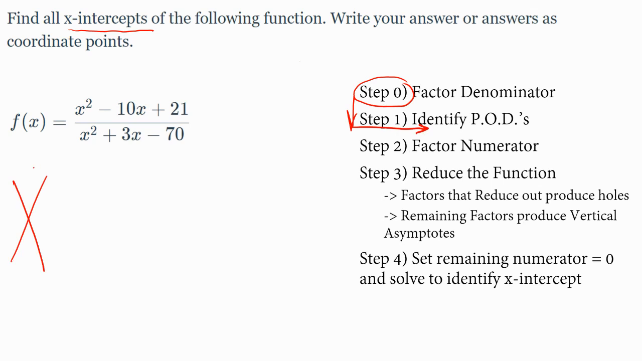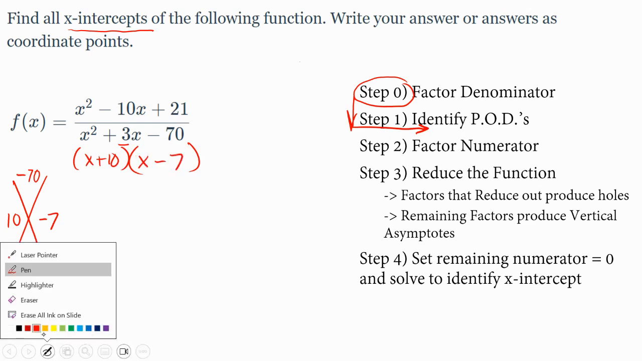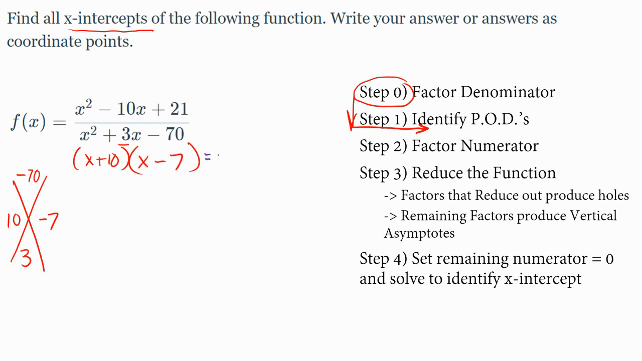It's a trinomial. Negative 70 goes on top, and then the 3 goes on the bottom. And we figure out 10 and negative 7 should produce a product of negative 70 and a sum of 3. So we go ahead and factor the denominator to be x plus 10 and x minus 7. And if we set each of those equal to 0, we will identify that x equals negative 10 is a point of discontinuity along with 7. So my domain is all real numbers, comma, x can't be those two things, negative 10 and 7.